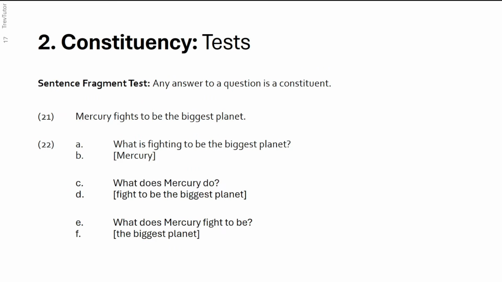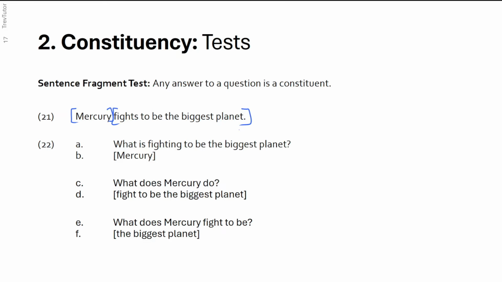The sentence fragment test, I think, is a little bit more intuitive. Basically what this says is that if you have to answer a question, any answer you can come up with that sounds okay is a constituent. So let's say we have the sentence, Mercury fights to be the biggest planet. How could we figure out what constituents are? We could ask questions about the sentence, like, what is fighting to be the biggest planet? And you might respond, Mercury. Okay, so we know that Mercury is a constituent. What does Mercury do? Well, fights to be the biggest planet. Okay, so that means fights to be the biggest planet is a constituent.